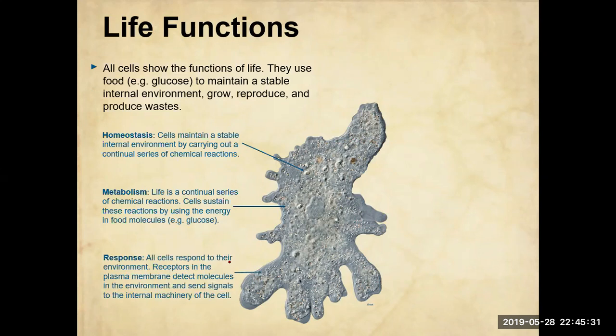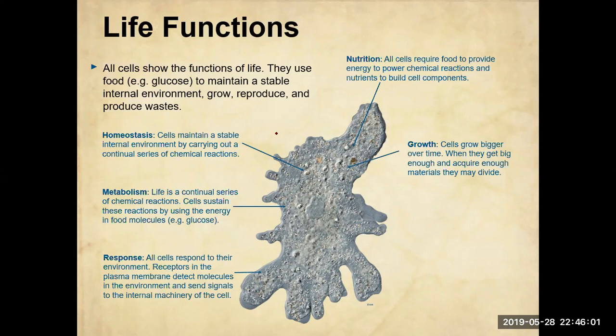Response. All cells respond to their environment. Receptors in the plasma membrane detect molecules in the environment and send signals to the internal machinery of the cell. Nutrition. All cells require food to provide energy to power chemical reactions and nutrients to build cell components.